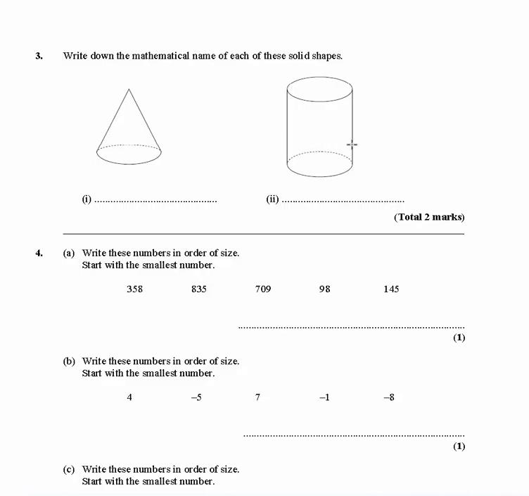Question 3, you should know these. That's fine. Okay, when you write these numbers in order of size, the biggest number that is negative, okay, 8 is the biggest number, but it's negative, so it's the smallest number. So make sure you do that. Okay, don't go -1, -5, -8.